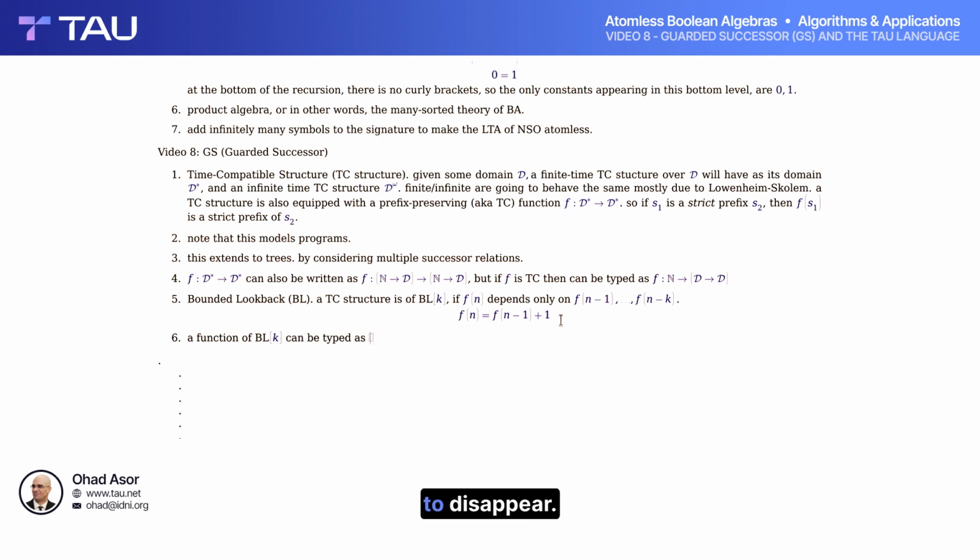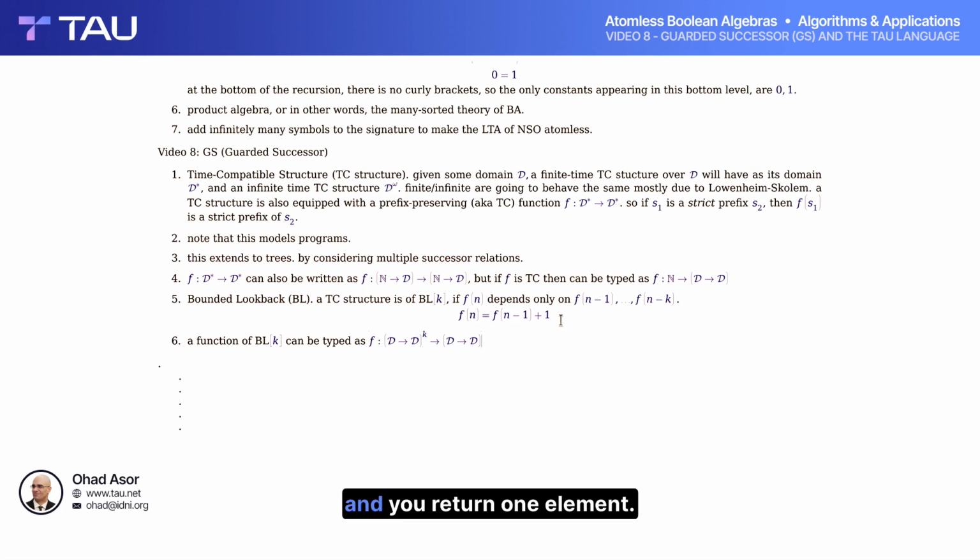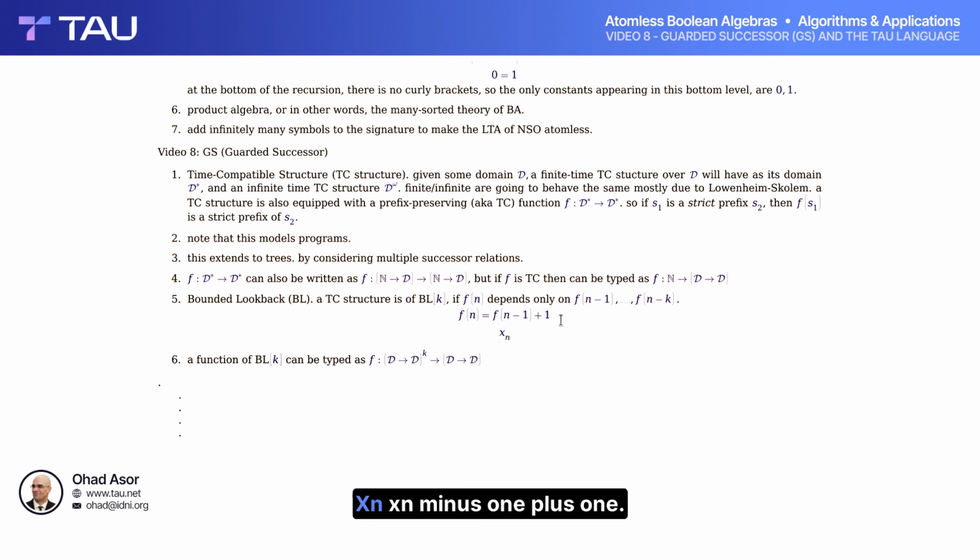So this n is going to disappear, and here you can write it as something like this. So you take k elements, and you return one element. And as you can already see in this example, it does not depend on time. It's not that we had plus n here, right? You could at the same time write just a recurrence relation, xn equals xn minus 1 plus 1.